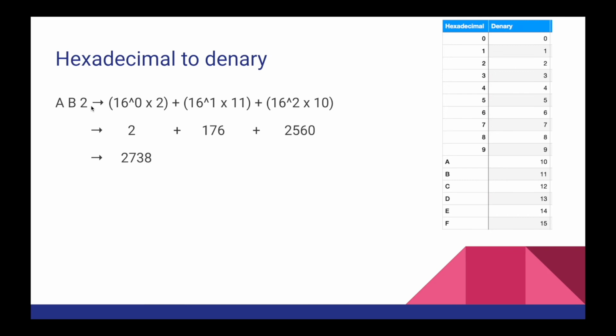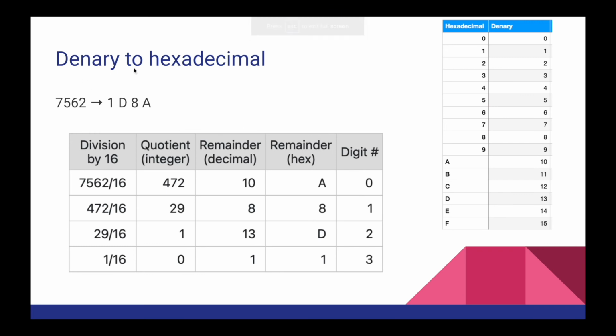Hexadecimal to denary. First, take the rightmost number and multiply it by 16 to the power 0. Then, add it to the product of the second number, that is B. When we see here, B corresponds to 11 in denary. So, multiply 11 by 16 to the power 1. Then, take the third number and multiply it by 16 to the power 2. As I said earlier, A corresponds to 10 and B corresponds to 11. That's why we have written 11 here and 10 here. Then, when we add all of them, we get the denary number, that is 2738.